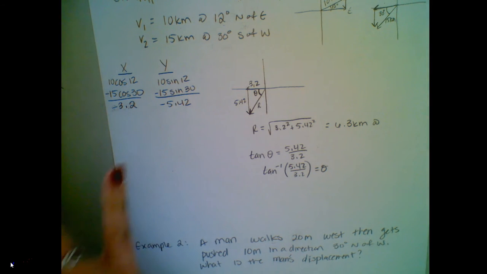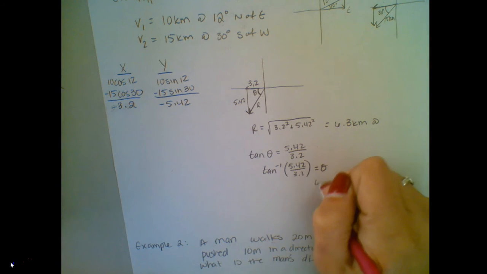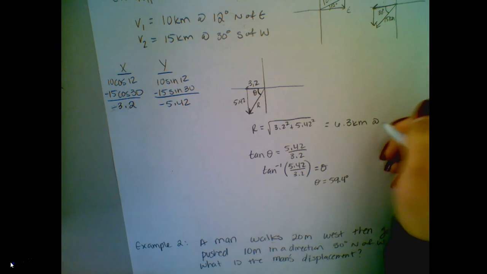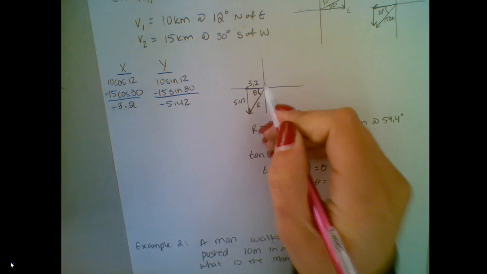Kind of zoom out here. So the second example is more of a word problem. Just want to make sure that you guys can read these okay and kind of dissect them. So it says a man walks 20 meters west. So I'm just going to start by drawing a vector 20 meters west.